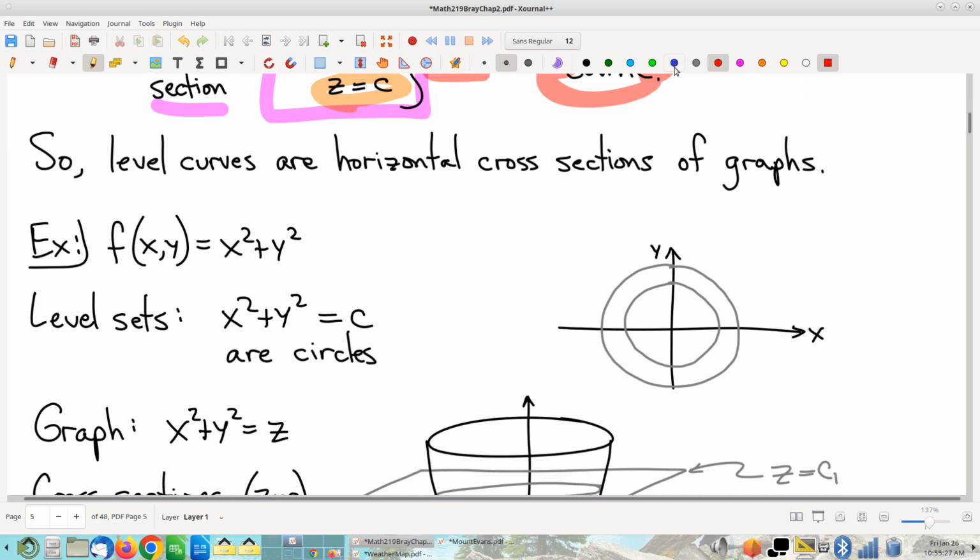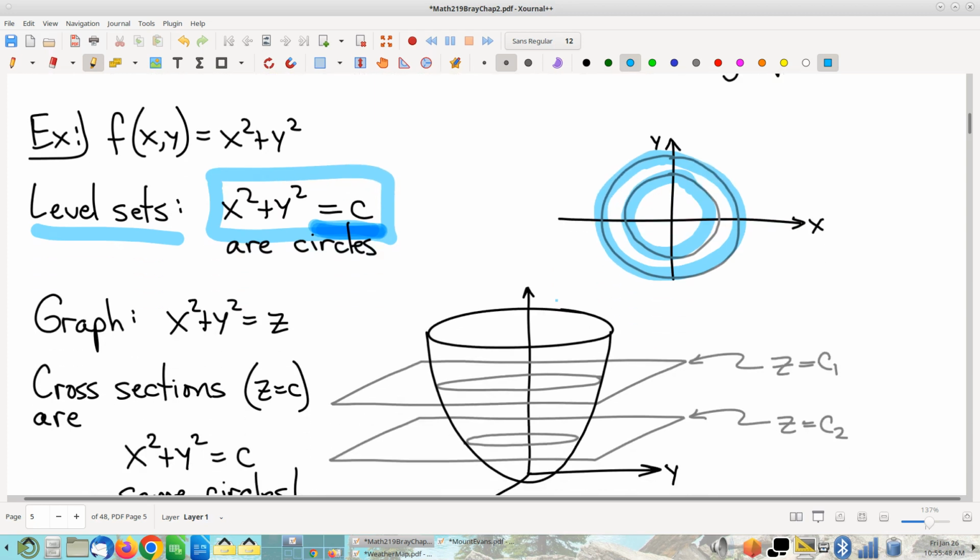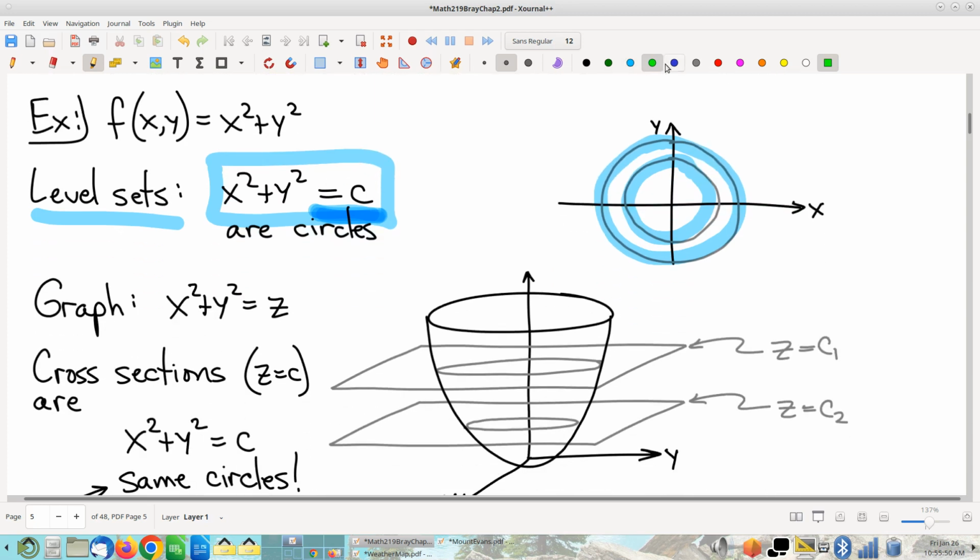We've talked about this function right here. We can draw the graph. We can draw a level set of that. Level set is what you get when you set the function equal to a constant. That gives you these pictures here, previously discussed. Now let's draw a graph. The graph is what you get when you set the function equal to a new variable. Again, different equation, very different equation.